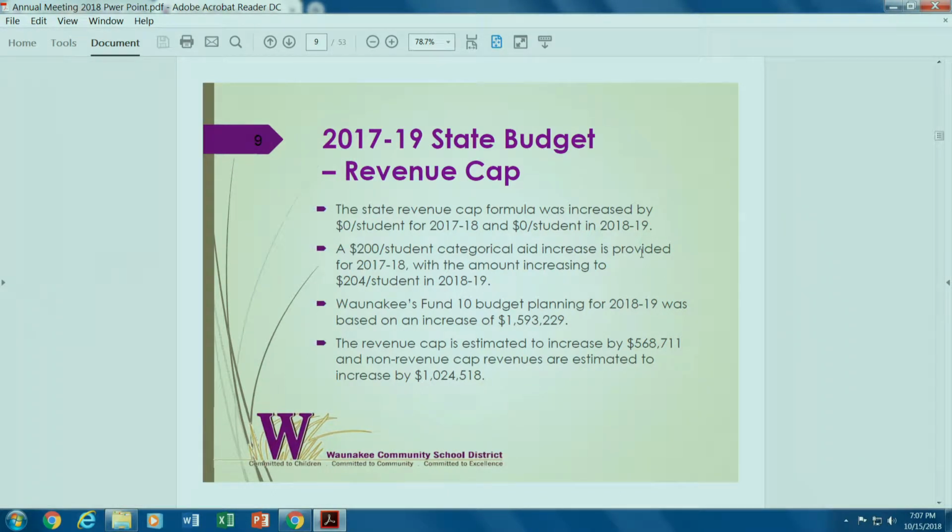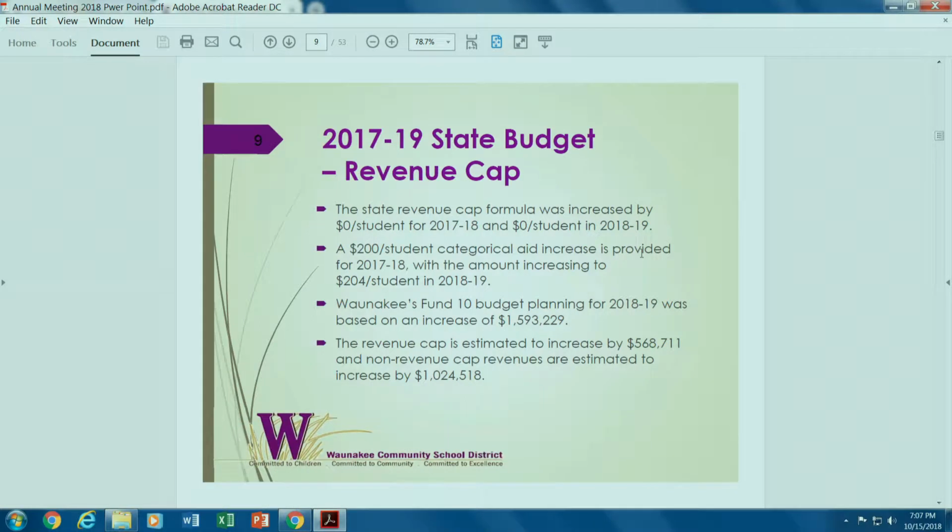To move forward into more of the pieces that align with some of the dollars and cents that we're talking about tonight, public schools are governed under something called the revenue cap. Just as for those in the audience and others who may not be familiar with that, the revenue cap is the amount of dollars that a district can spend over their given year.